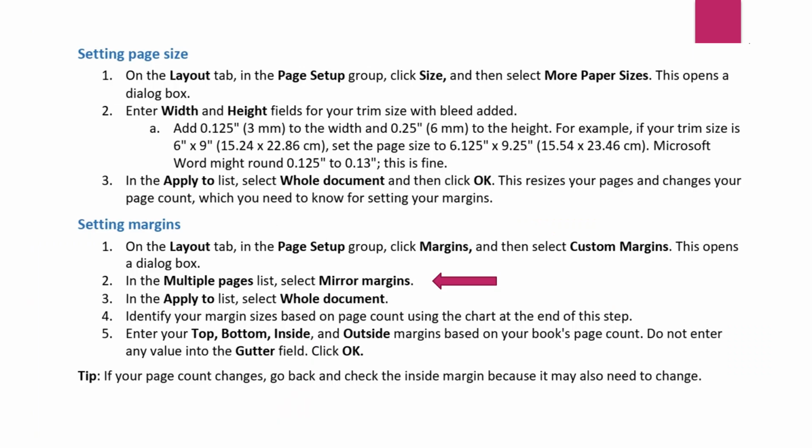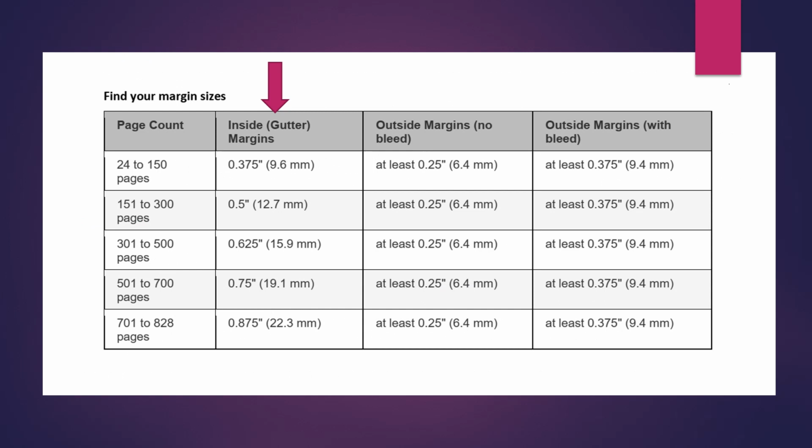Follow the KDP guide to set your page size and margins. The most important step is to be sure to select mirror margins. The inner margin, also called gutter, may need to be adjusted if your number of pages increases. See how the inner margin increases as the page count does?